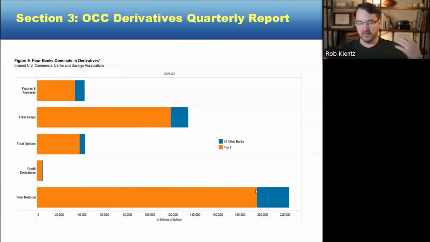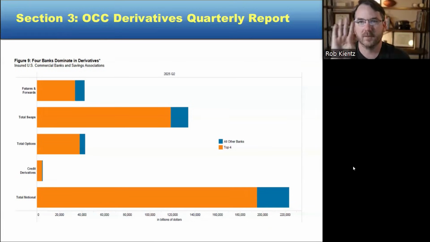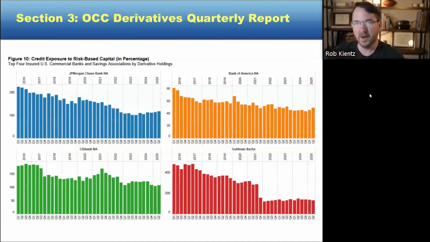And of the total of all of these categories, it looks like about 195 out of about 225 trillion. So that's something in the high 80 percentages of all derivatives are traded by 4 banks. Four. So who are those 4 banks? Well, we happen to get that in figure 10.